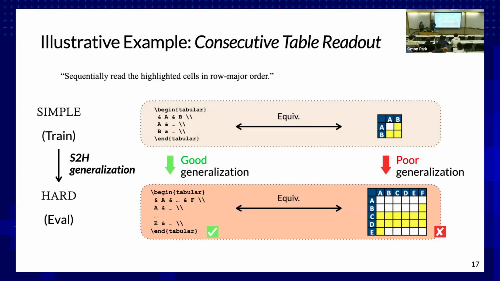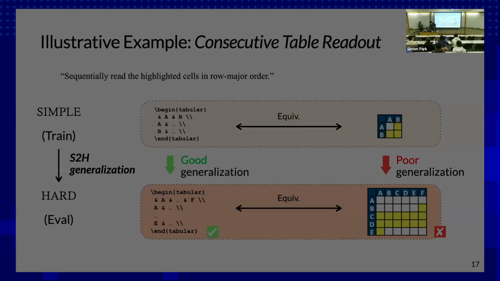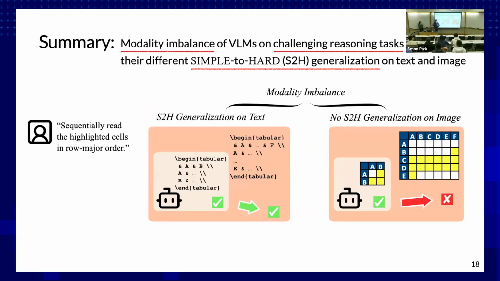Okay, so we will see later that the model is able to generalize well on the text format. By training on simple text, it does well on hard text. But when training on simple images, it doesn't generalize well to hard images, if we just think of a naive way of training. So as a summary of what we're doing here, we are going to try to measure the modality imbalance of VLMs by looking at how differently they generalize on two different modalities.